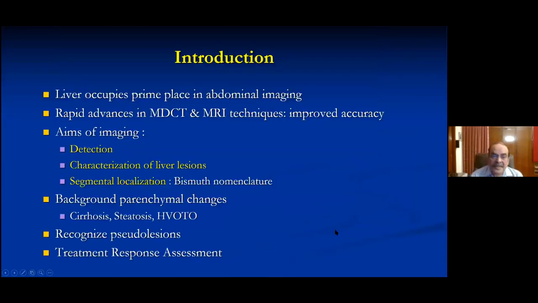The rapid advances which have taken place in the field of MDCT and magnetic resonance imaging have improved the accuracy of both detection as well as characterization of liver lesions. Another aim is to try and localize these to liver segments as per the Bismuth nomenclature for the purpose of surgery. It's also important to remember the background changes in the liver parenchyma, because our index of suspicion changes if there is background cirrhosis or HVOTO. So we must remember that we need to evaluate the background liver as well.